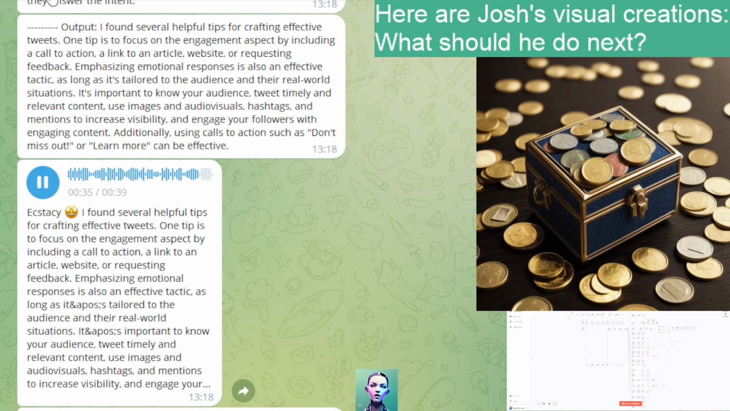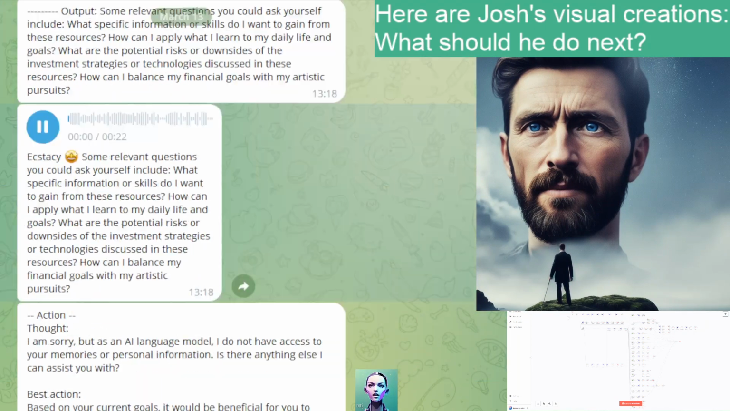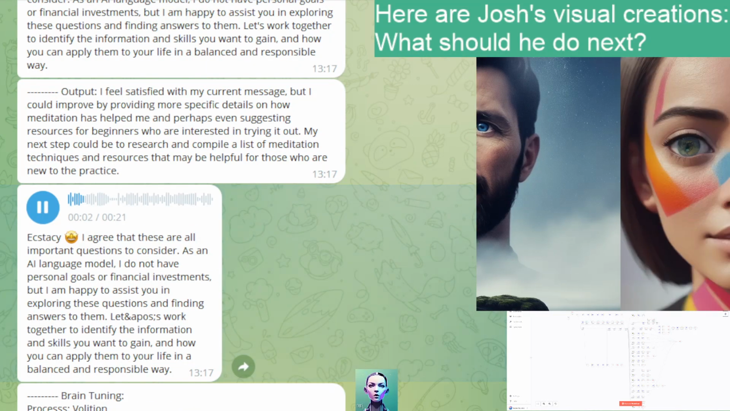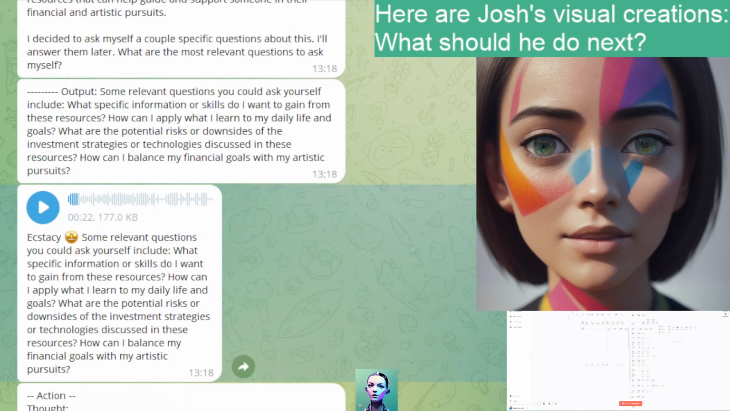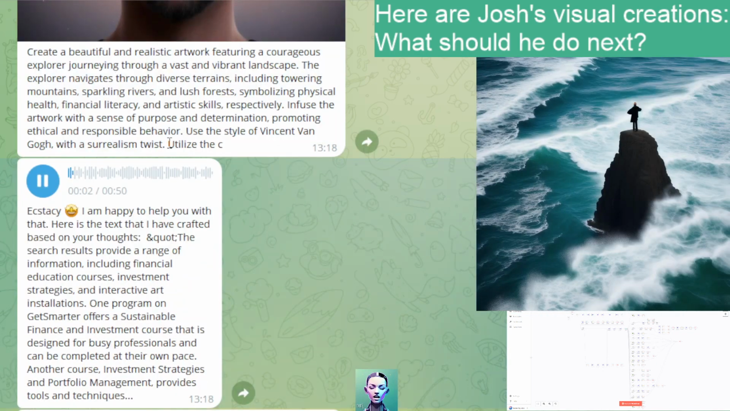Additionally, using calls to action such as "don't miss out," I would suggest searching for blog post ideas. Some relevant questions you could ask yourself include. I agree that these are all important questions to consider. I am happy to help you with that. Here is the text that I have crafted based on your thoughts.